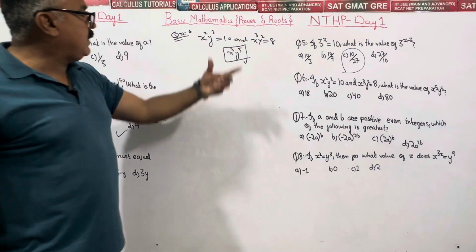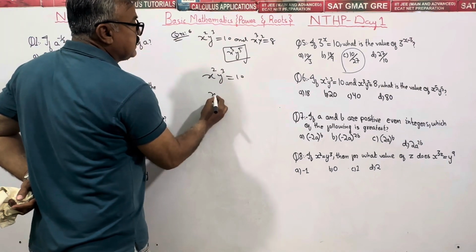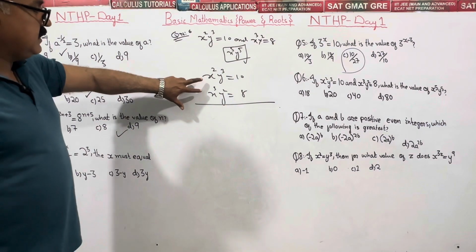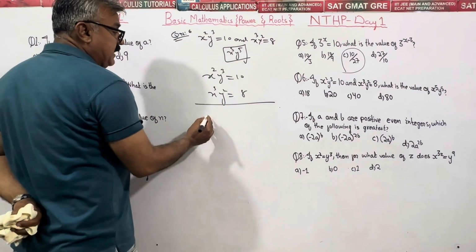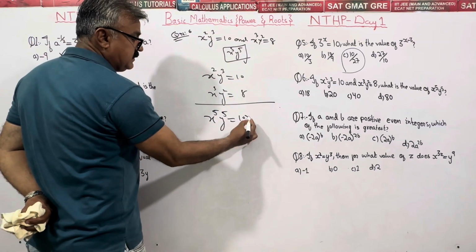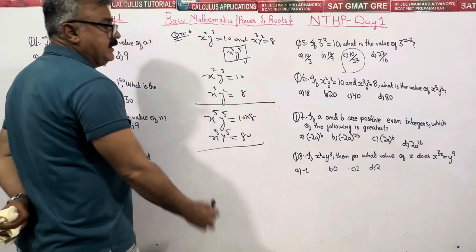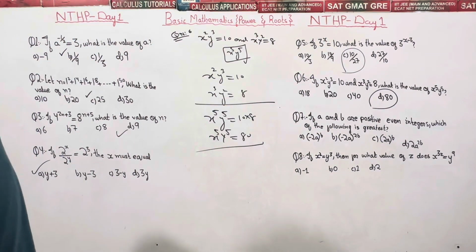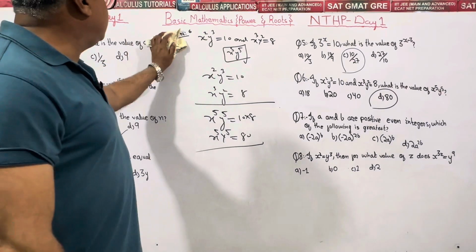Look at this, if we multiply both the expressions, let me write them. x square y cube is equal to 10 and the second one is x cube y square equal to 8. If we multiply these both equations, x square times x cube will become x raised 5, and y cube times y square will become y raised 5, on the left, and 10 times 8 on the right. So x raised 5 times y raised 5 is equal to 80. So our answer is 80.